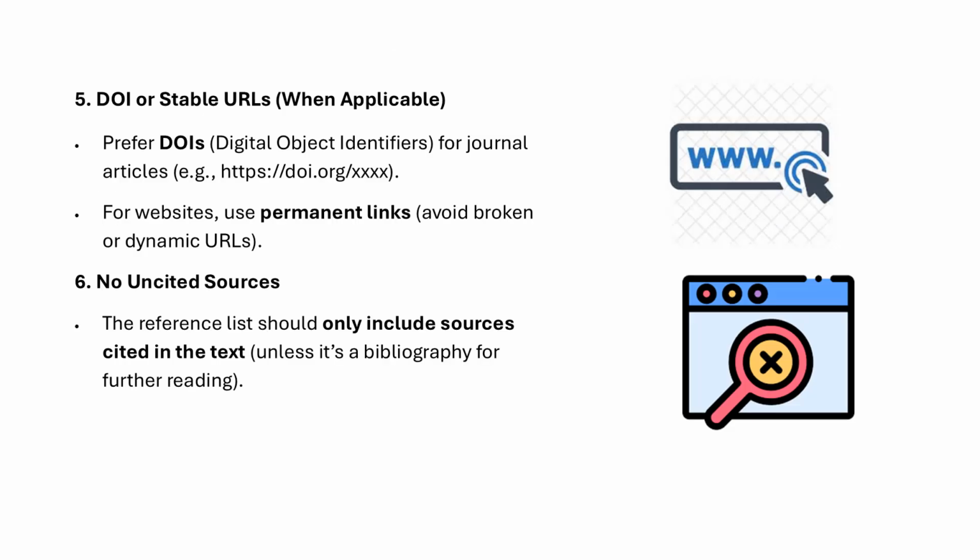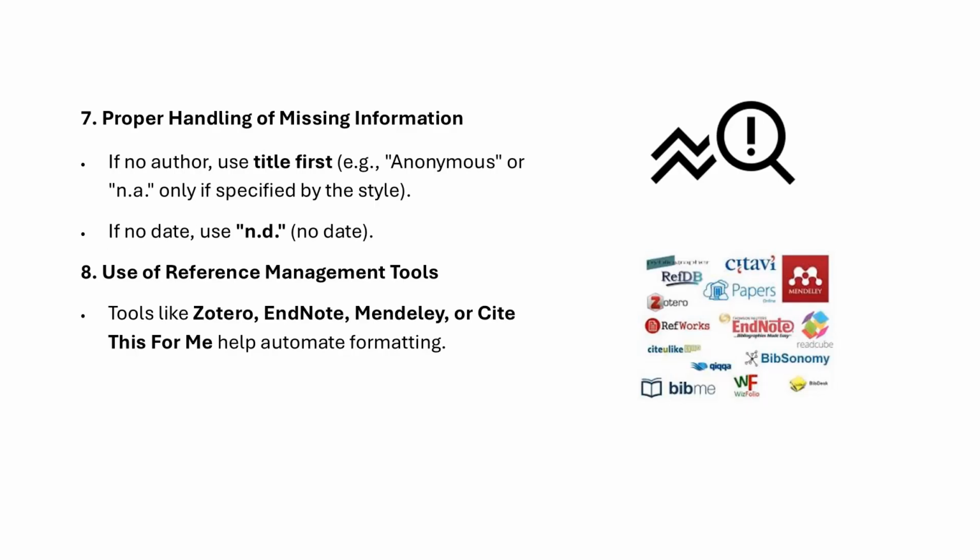DOI, which is digital object identifiers, and URLs, uniform resource locators, when applicable. We prefer DOIs, and for websites we use permanent links. Avoid broken or dynamic URLs. Number 6, no uncited sources. The reference list should only include sources cited in the text, unless it's a bibliography for further reading, and they are 2 different things as commonly known.